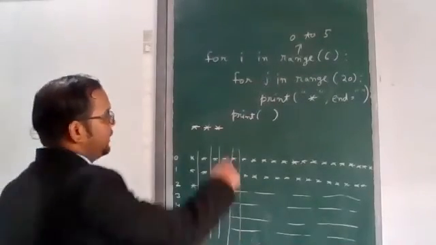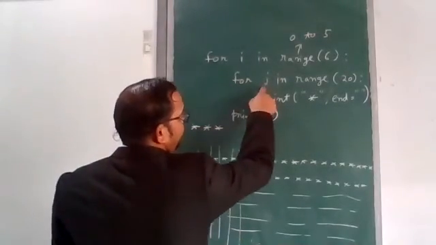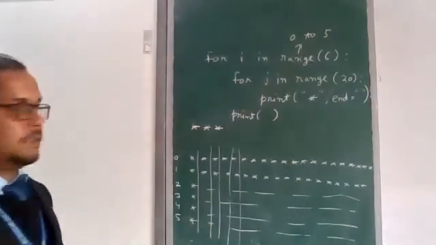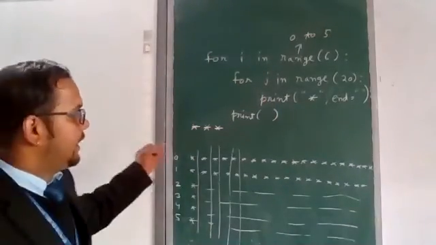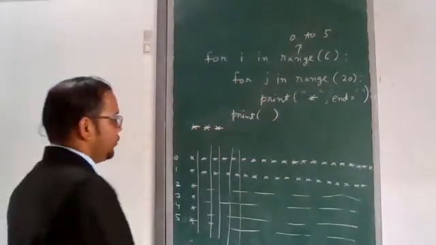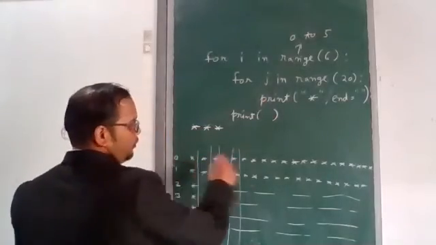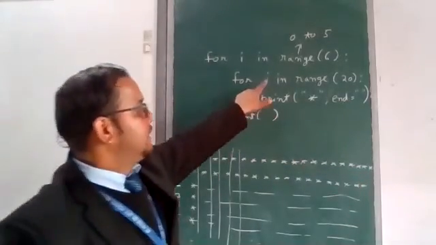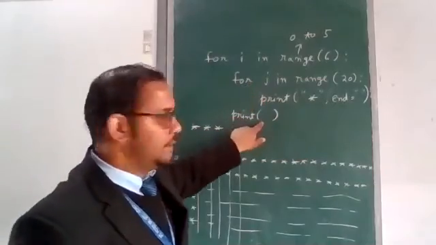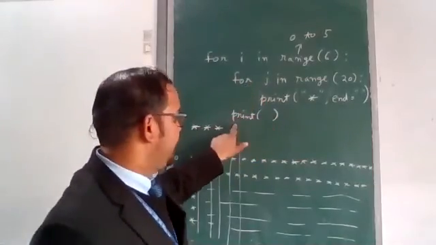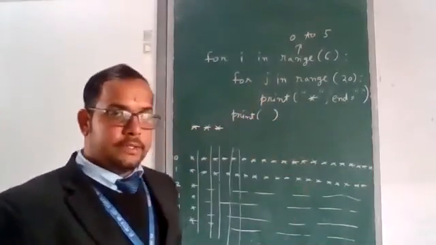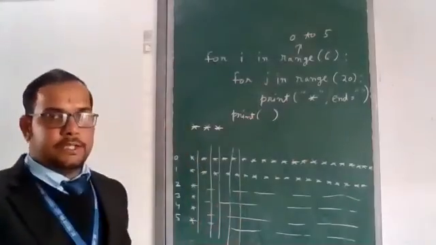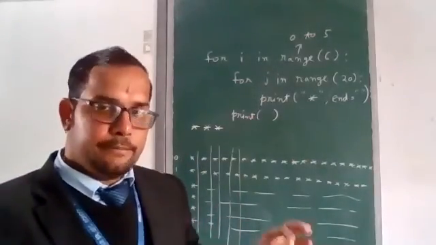Clear? It continues until the value of J is 19. 19 means 20 columns, so there will be exactly 20 stars. And then when it reaches 20, the condition is false. Come out here, print. Only print I have written here. Print, bracket open, bracket close. That means the print statement is used to insert a blank line.